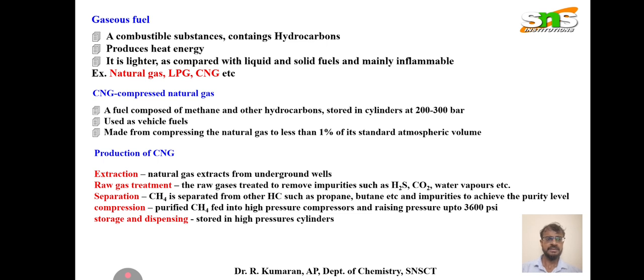Then raw gas treatment. The raw gases obtained from the wells are treated to remove impurities such as hydrogen sulfide, carbon dioxide, water vapors, etc. Then separation is done. CH4 is separated from other hydrocarbon material such as propane, butane, etc. and impurities to achieve the purity level. So we want to get the maximum purity level.